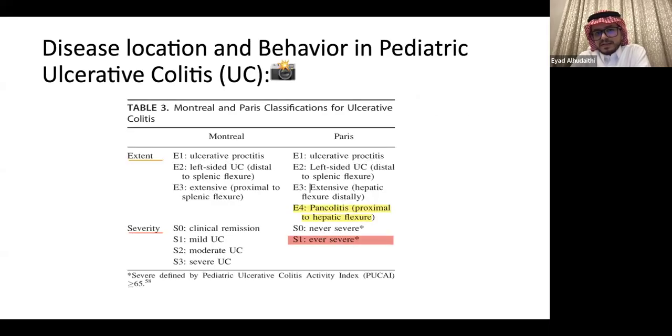Again, this is the extension of Paris. They have also included the UC with some modification. For example, they have expanded the extent. Instead of E1, 2, or 3, they have added E4, which is pancolitis. And in terms of severity, they have shortened it to never severe or ever severe.